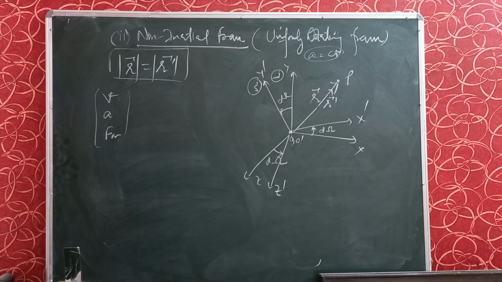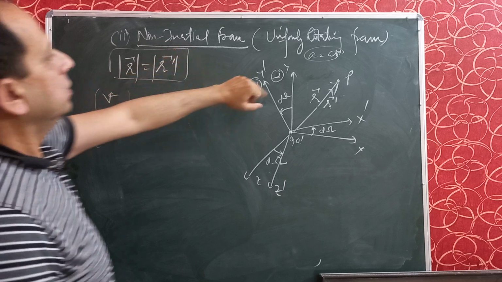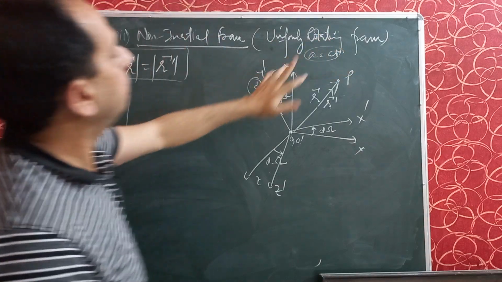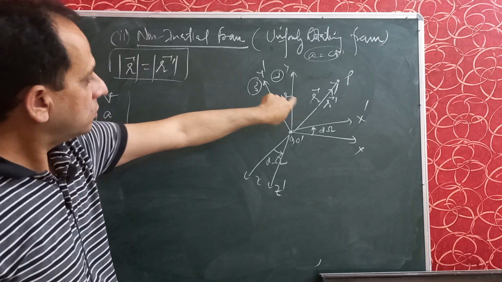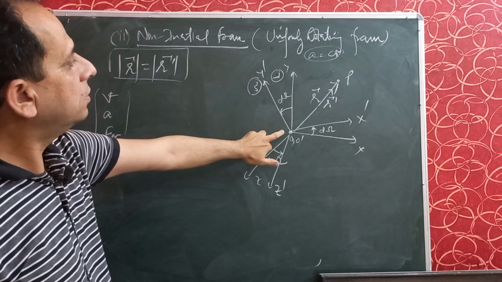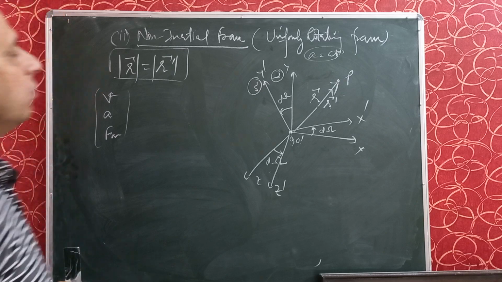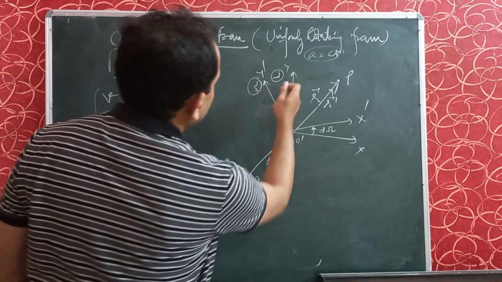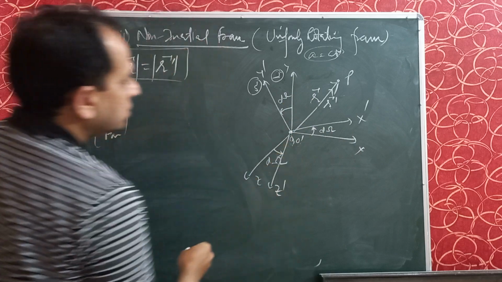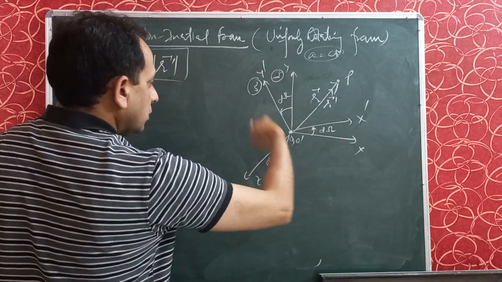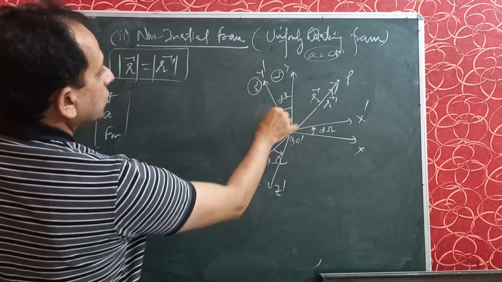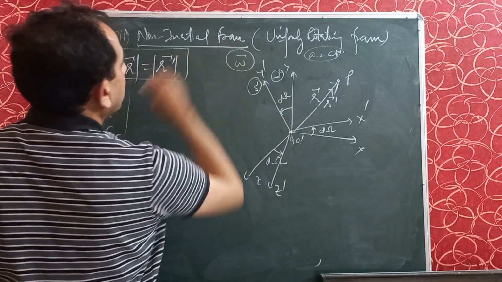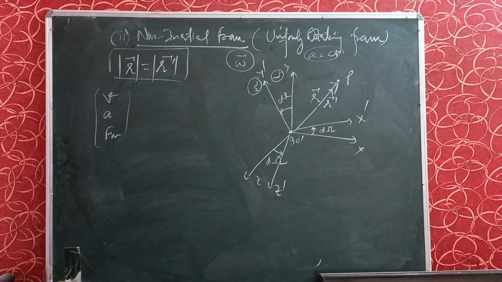Today we will continue with non-inertial frames, that is, the second type of non-inertial frame, the uniformly rotating frame. That is the frame which is rotating about a fixed point with constant or uniform angular velocity. So, let the S frame be at rest and the S dash frame be rotating about point O with constant angular velocity omega, that is, uniform angular velocity.